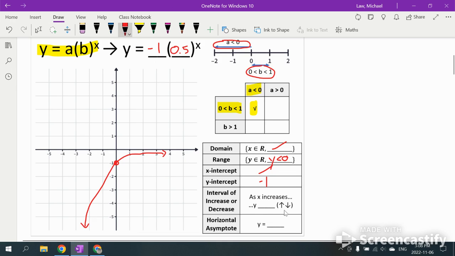Now, in terms of the interval of increase or decrease, you can see here that as x increases, the y values increase as well. So you can say it is increasing. And there is a horizontal asymptote, and it is located right over here.